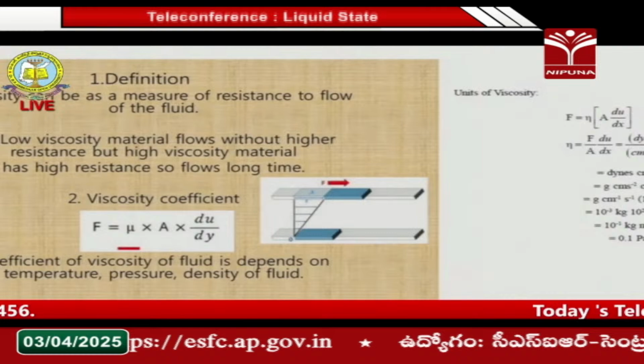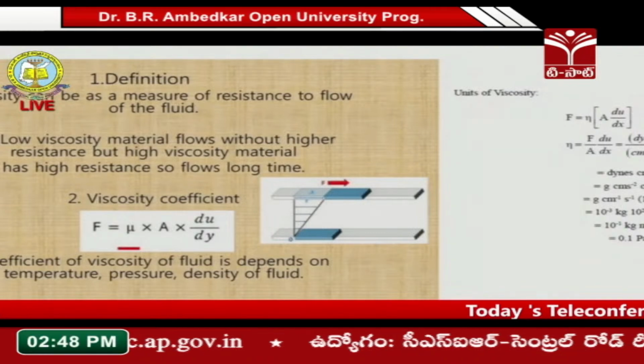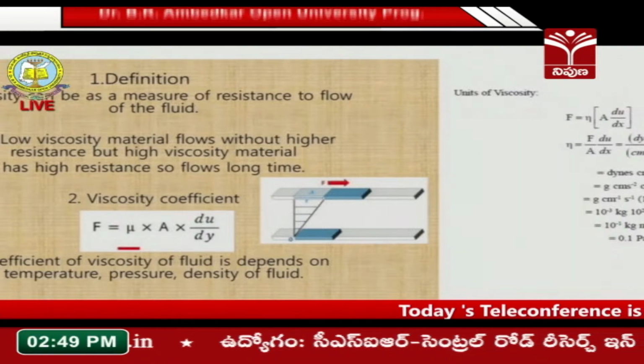As we apply all the units on that, we can get various units, so dynes per centimeter square into second, or grams per centimeter per second, and also 1 poise equals 1 gram per centimeter per second. So these are the units of viscosity.